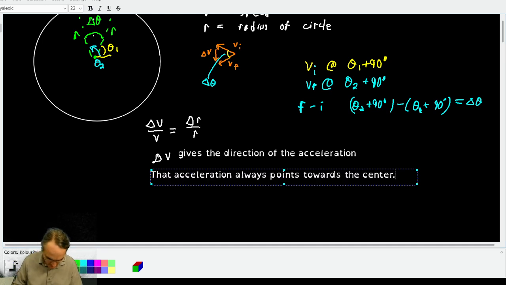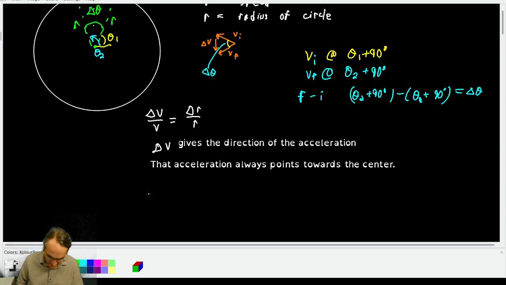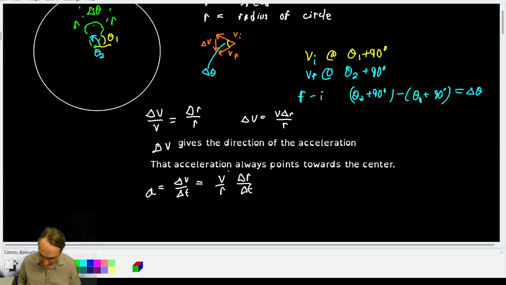I'll change the color to be more readable there. What about the size? Well, acceleration is defined as the change in velocity over the elapsed time. So in this case, we can use the similar triangle relationship to rewrite delta v. Delta v would be equal to v times delta r over r. So we'd have v over r times delta r over delta t.